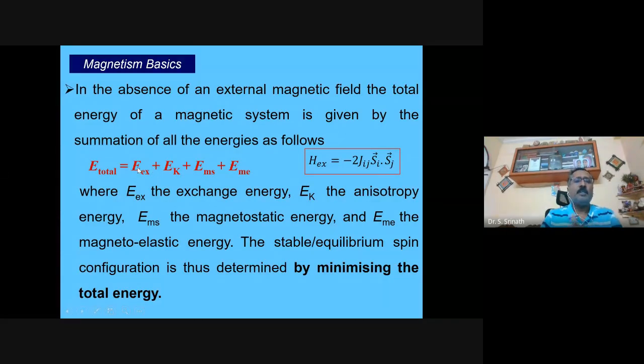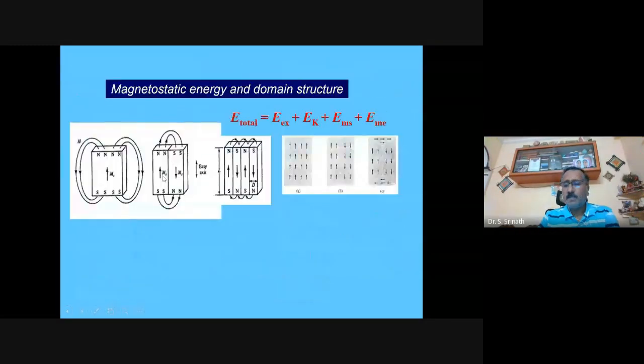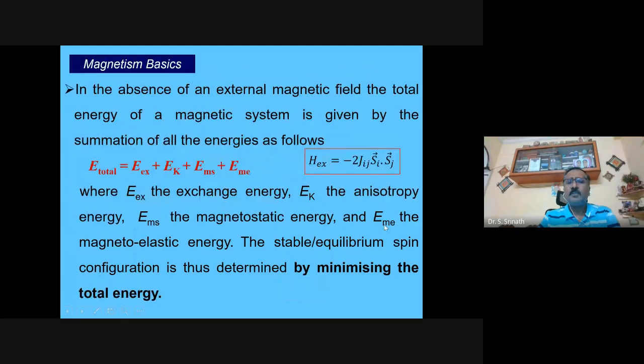I mean, that I should take care. One is the exchange energy. Exchange energy basically tells you that the spins have to be parallel. Yes, spins are parallel in this case, no problem. And the second energy, which I am referring to as EK, is the anisotropic energy.